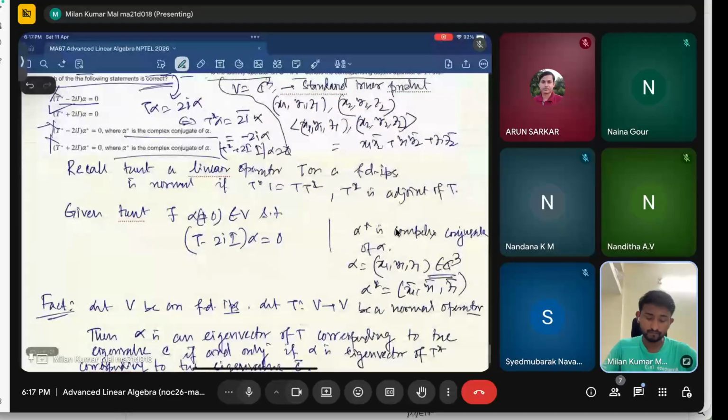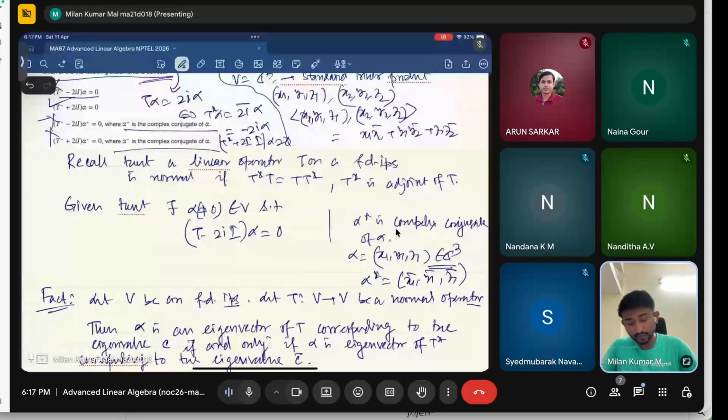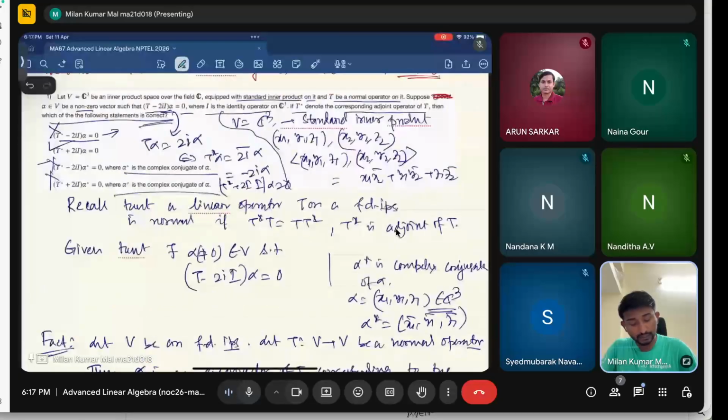First of all, this is incorrect, that we have checked. The second one is correct, that we have checked. The third one is incorrect, that we have given the counter example. Now only the fourth one, and the fourth one is incorrect. So let me try to construct the counter example. That's all I need to do. Alpha is a non-zero vector, and T star plus 2i times identity.